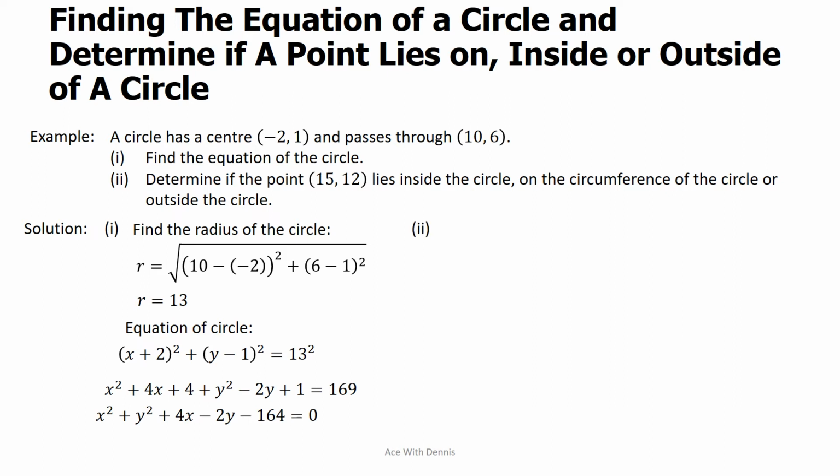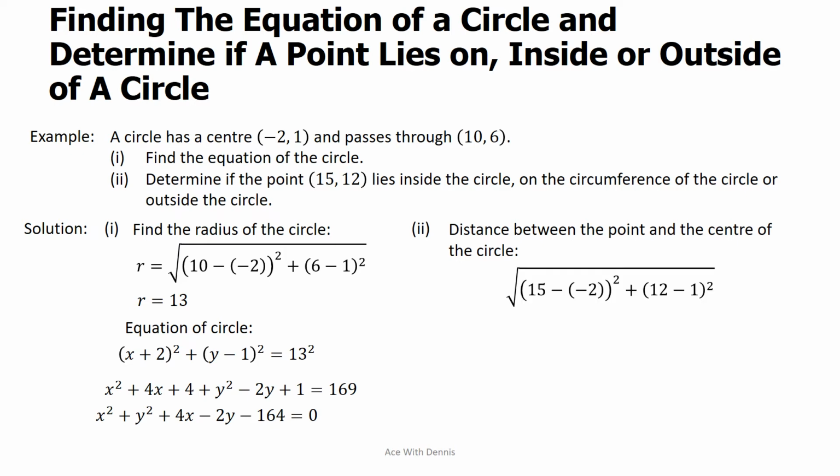Number 2. To determine if the point is inside the circle, on the circumference of the circle, or outside the circle, we need to find the distance between the point and the center of the circle. So for this case, it will be the square root of (15 minus -2) squared plus (12 minus 1) squared, and we get the distance is 20.24. We compare this distance with the length of the radius, which is 13, and we find that this distance 20.24 is greater than 13. So we can conclude that the point lies outside the circle.